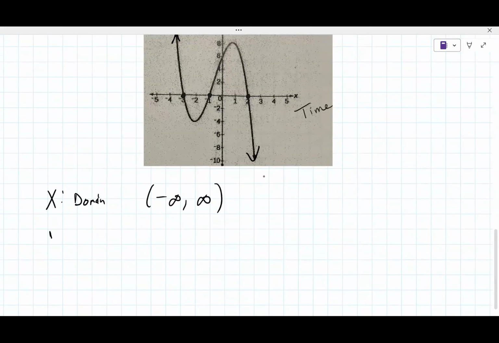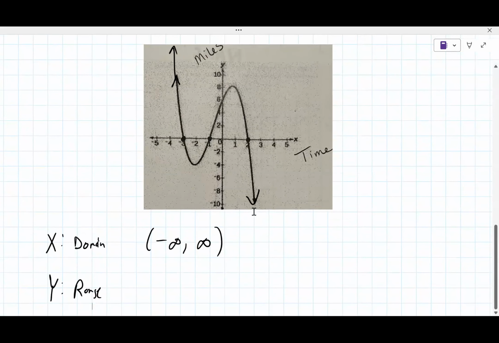All right, the y values are the range. How far down does this graph go? What does that arrow mean? The arrow means the y is going down. It's going all the way down to -10. It goes down forever. Yeah, forever is negative infinity.